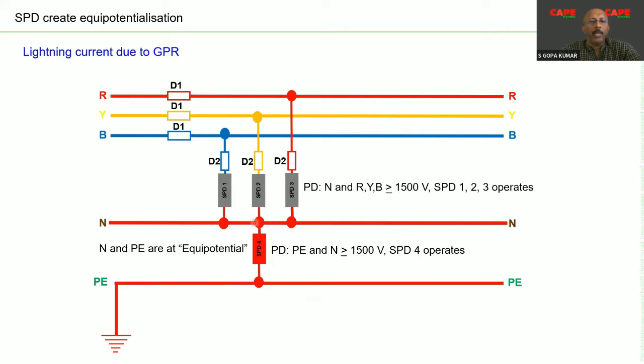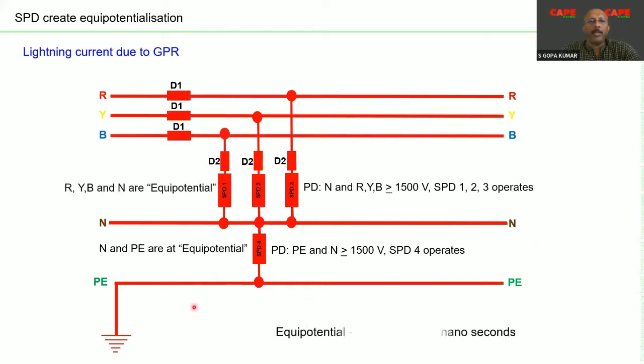So the next moment there is a high potential between neutral and the other lines. As a result, the other 3 SPDs also operate and it creates a perfect equipotential bonding. And this whole equipotential bonding happens within nanoseconds. So basically, even if we say that SPDs are diverting current, before diverting current, they are creating a bonding. Then the current is diverted.